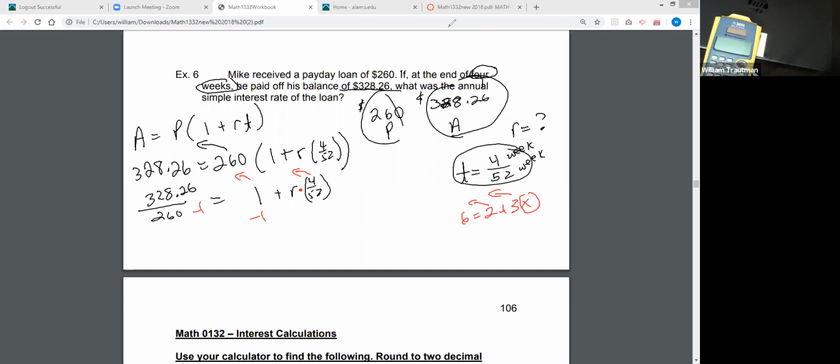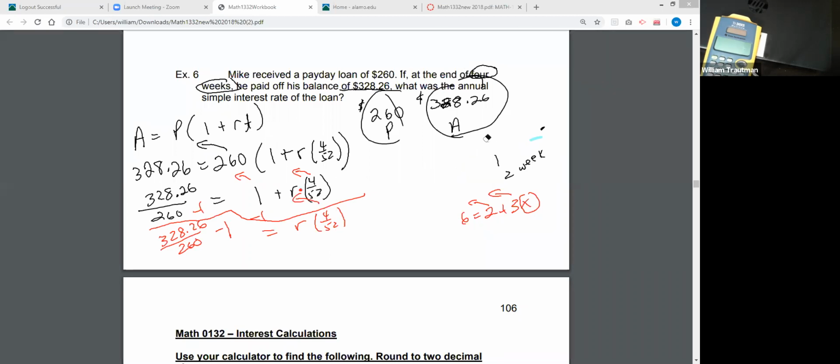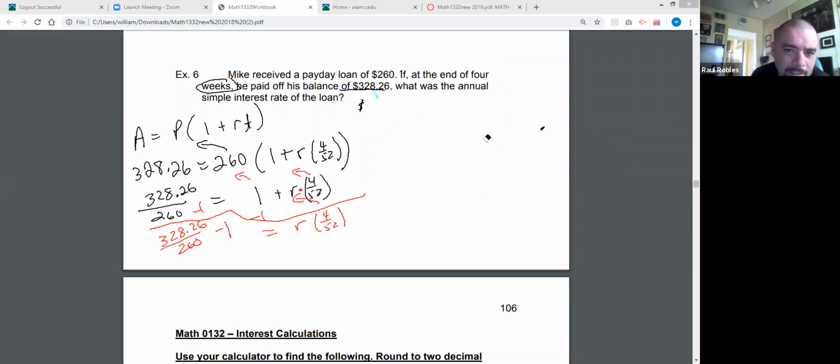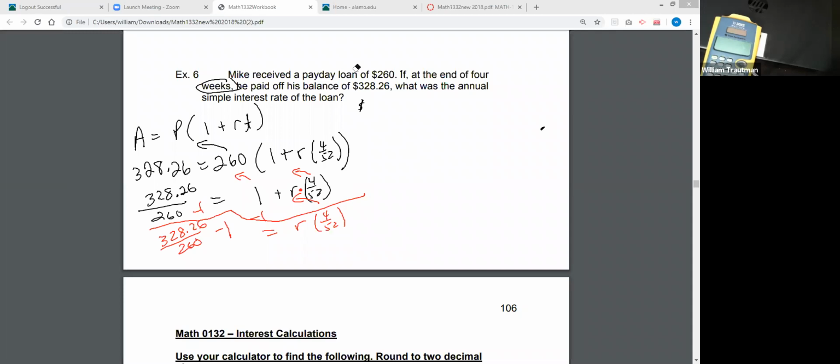And this is going to be kind of hard to put in your calculator, I think. So we have 328.26 over 260 minus 1. Do you see? So we actually have to type in that fraction, and then a -1 equals r times 4/52. And then there's one last thing. We have to take the 4/52 to the other side. I'm going to erase some of this stuff so I can. So you've got to divide it, right? Yes, and it's going to look like a mess on your calculator.